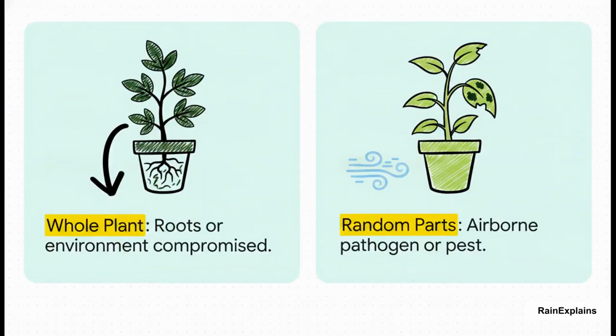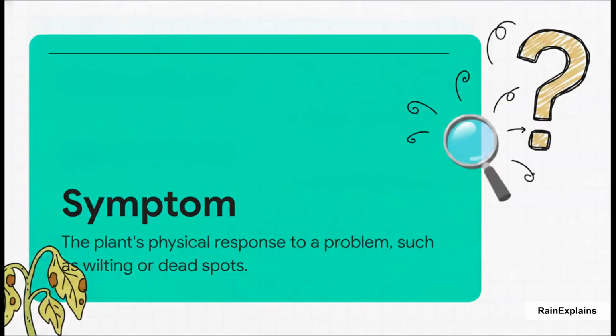And we can apply that exact same logic to the individual plant itself. If you're looking at a plant and the entire thing is uniformly suffering, like the whole canopy is wilting or yellowing all at the same time, it's highly likely the root system, the lower stem, or the immediate environment is compromised. The plant literally just can't pull up water. But if you're seeing random spots just on the above-ground parts, maybe just one branch or a few scattered leaves, you are much more likely dealing with an airborne pathogen or some pest that just landed and decided to start snacking.